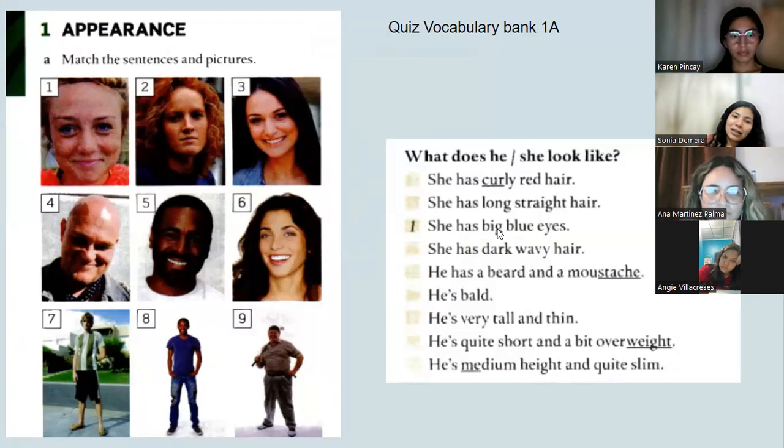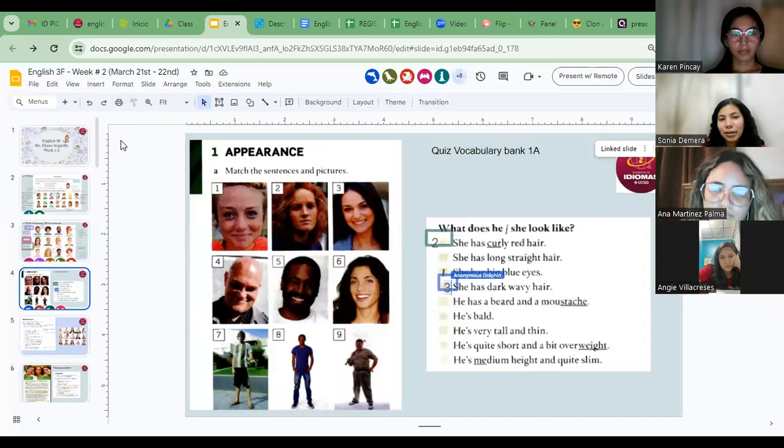She has big blue eyes. So which of the girls is girl number 1? Big blue eyes. What about number 2? She has curly red hair. Good. She's got curly red hair. So where should we write number 2? Excellent. Thank you. Don't forget your names.